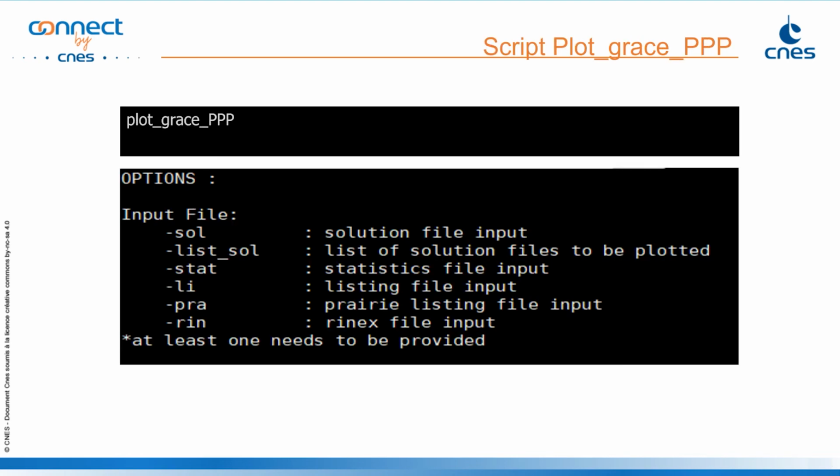To plot the solution file or any other file produced or outputted by GINS after the execution of PPP, there is a very useful command named plot cres PPP. This command allows to visualize as a plot the following files: a solution file or a list of solution files, a statistical file, the GINS listing, the prepare listings, and the Linux file. The instruction to use this command can be seen by typing directly plot cres PPP.